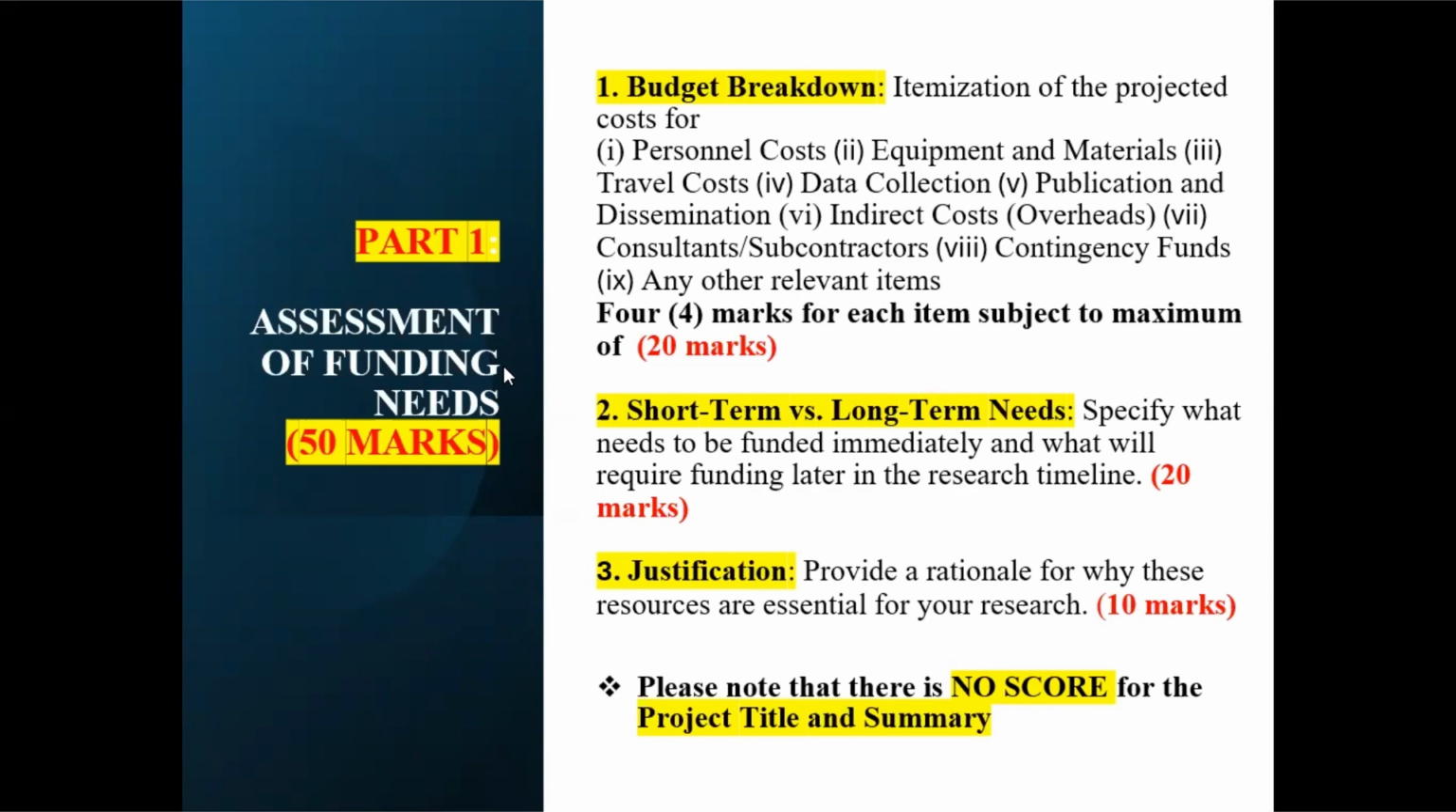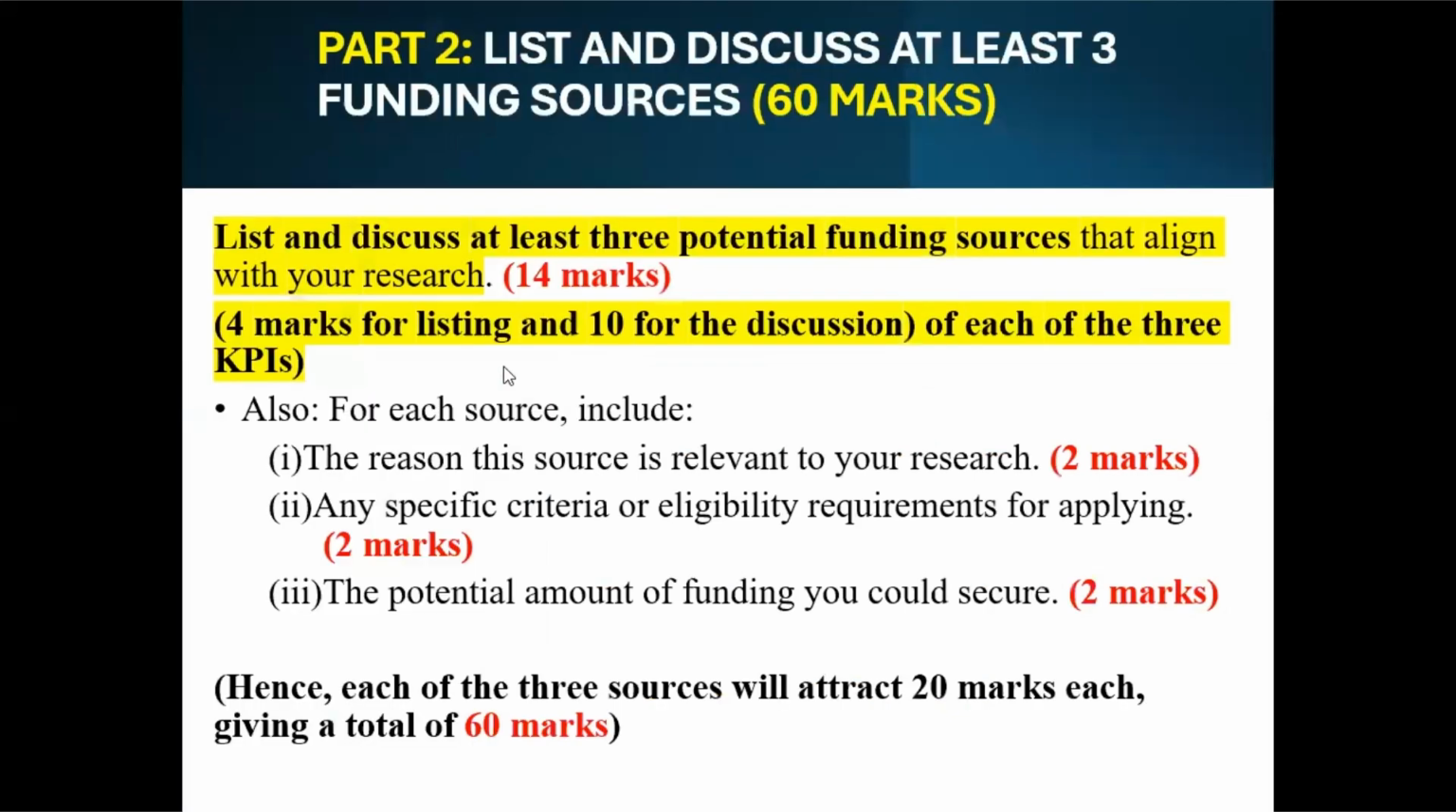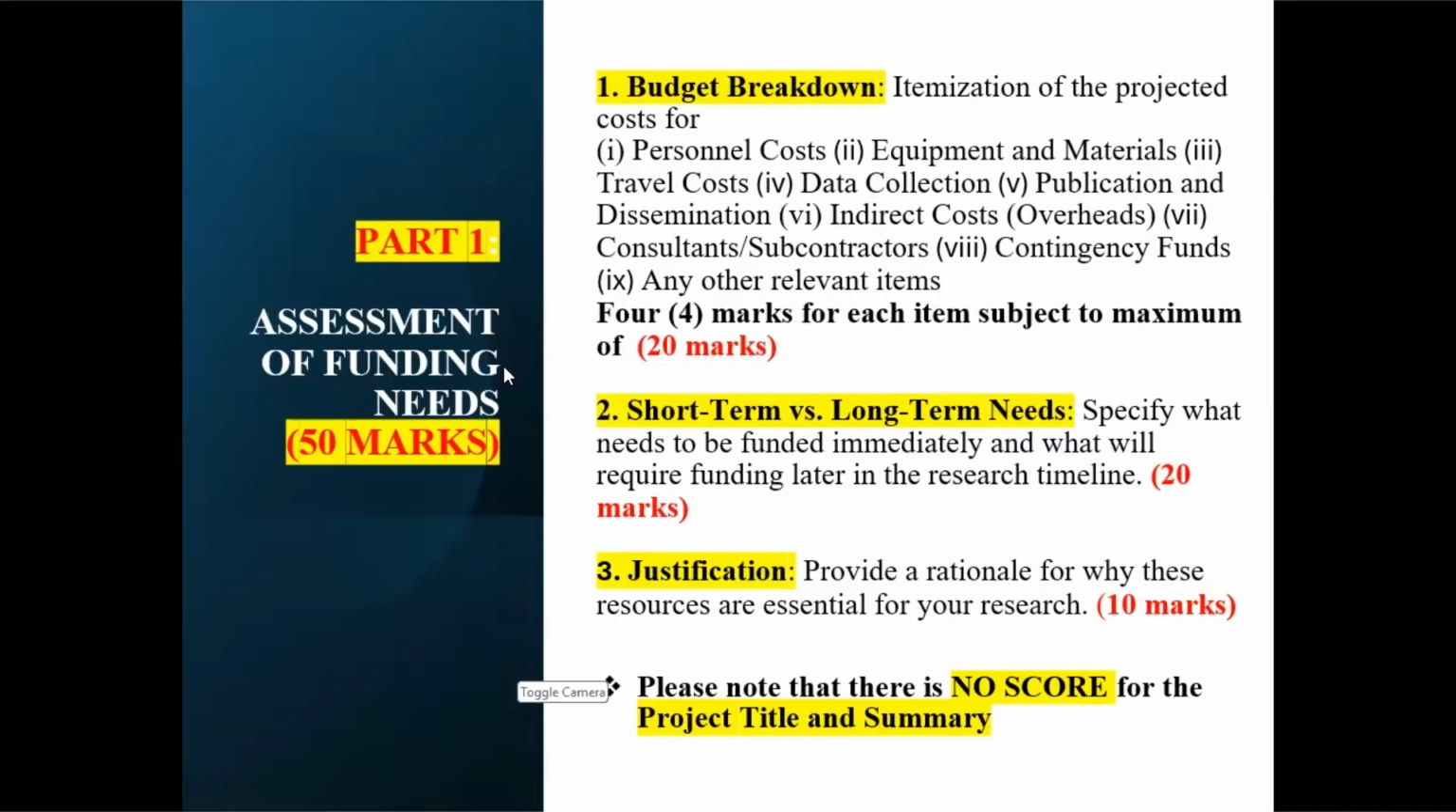And then specifying what needs to be funded immediately and what will require funding later in the research, the short term, the mid term, and the long term needs, attract a score of 20 marks. And then the justification also attracts a score of 10 marks. You must also know that there is no score for the project title and summary, which I've mentioned before. So the total score for part 1 is 50 marks, with the breakdown as I have listed.